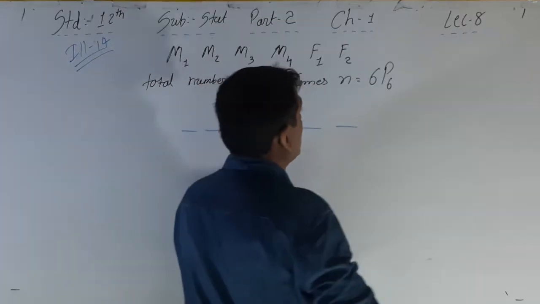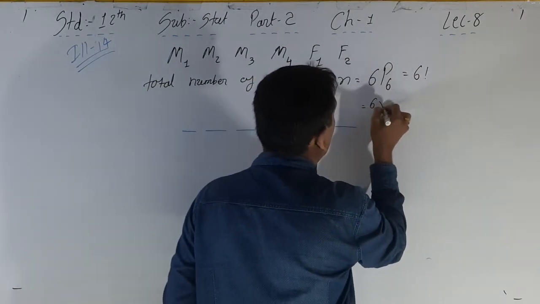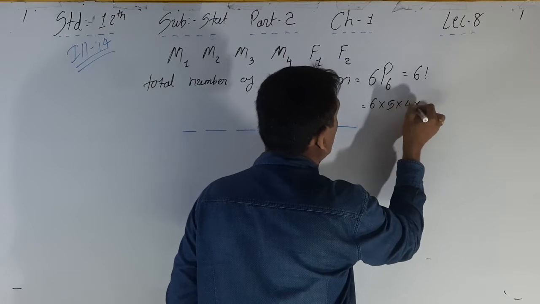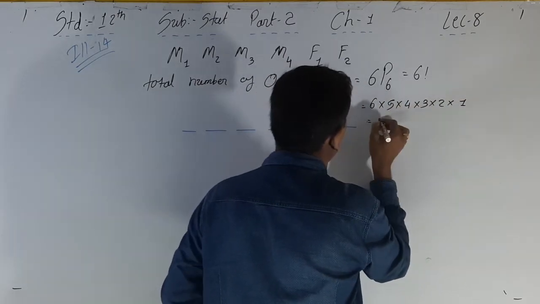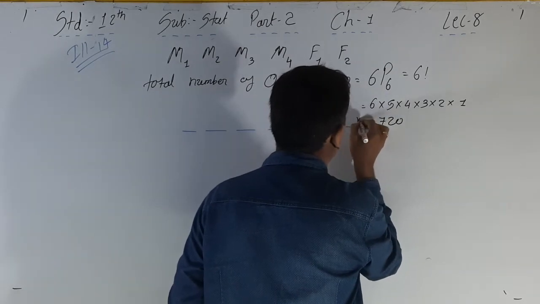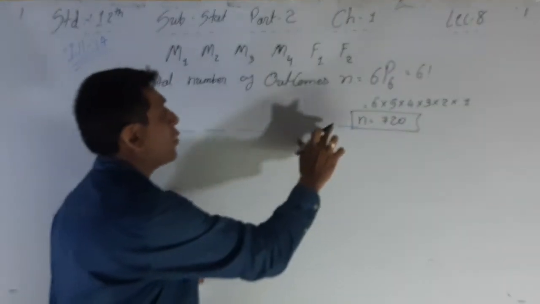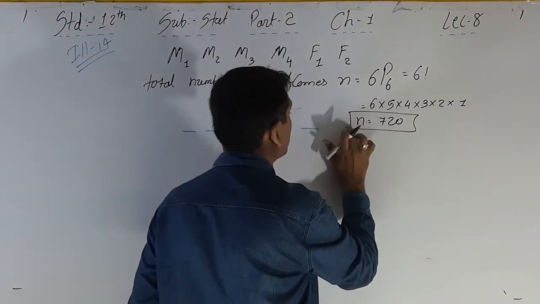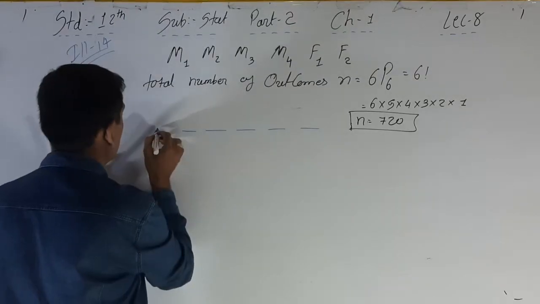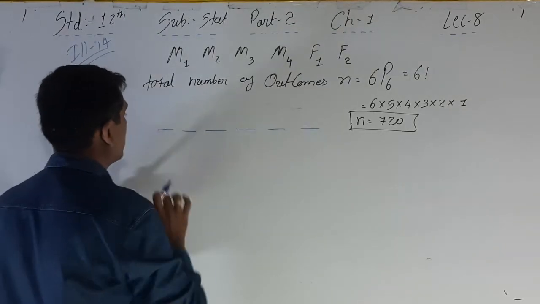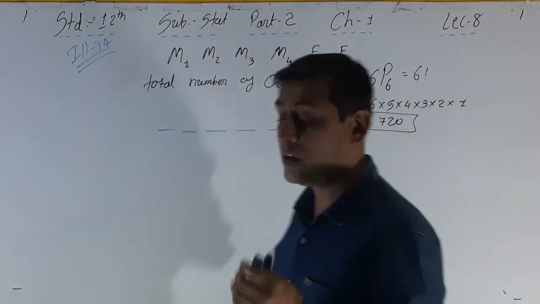Okay, now 6P6 is equal to what? Is equal to 6 factorial, and is equal to 6 into 5 into 4 into 3 into 2 into 1, that is 720. So total n is equal to 720. Total outcomes is equal to 720.